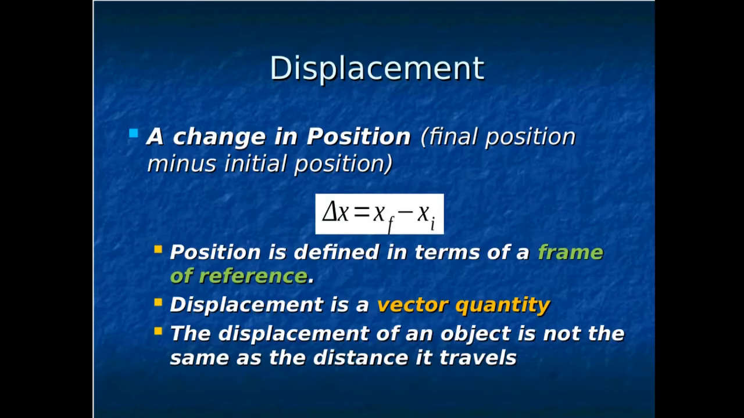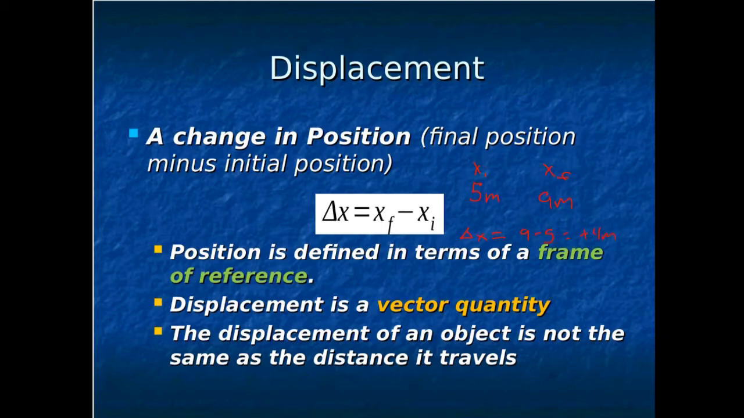So what's displacement? Displacement is a change in position. So if an object moves, it has displaced. And you calculate it by taking the final position minus the initial position. So if an object starts at a position of 5 meters, that's the initial position, and it ends at a position of 9 meters, that means its displacement is 9 minus 5. The displacement change is 9 minus 5, which is plus 4 meters.